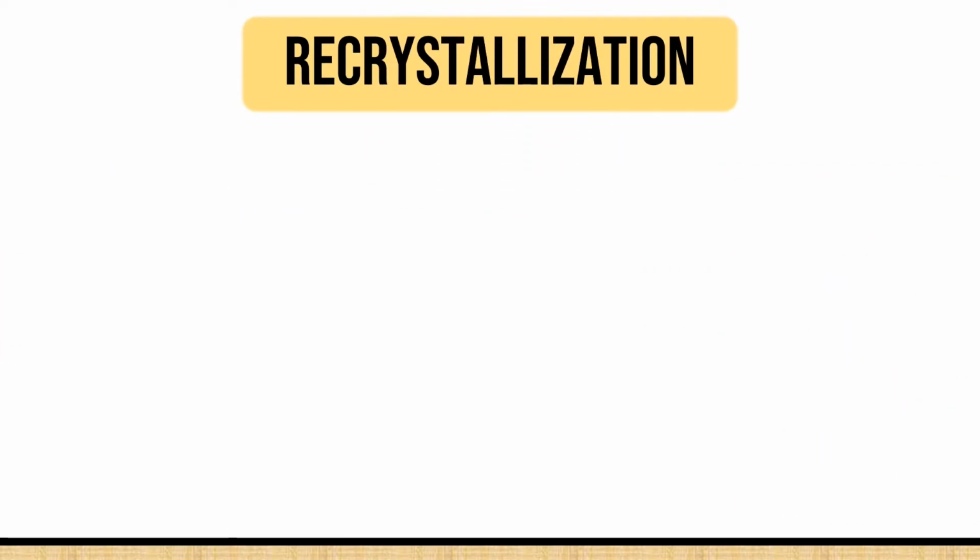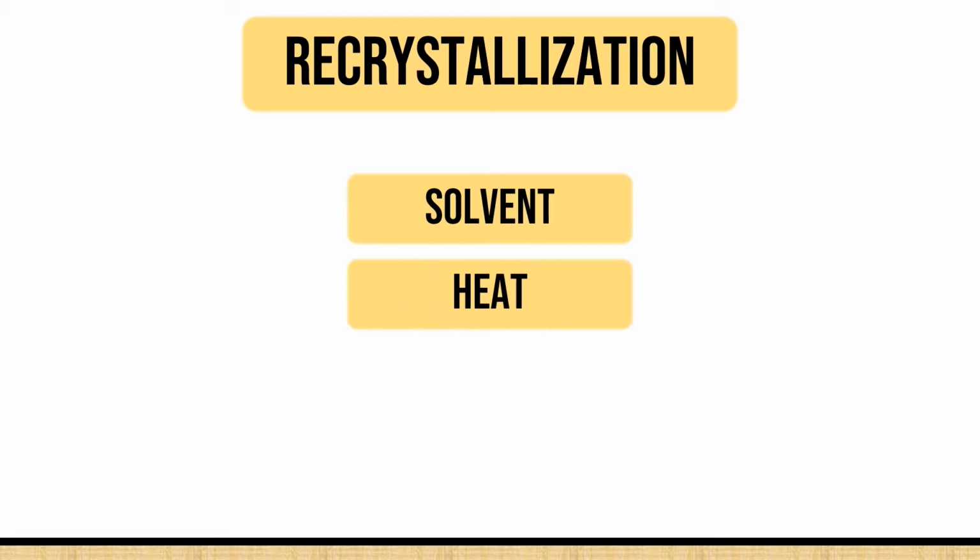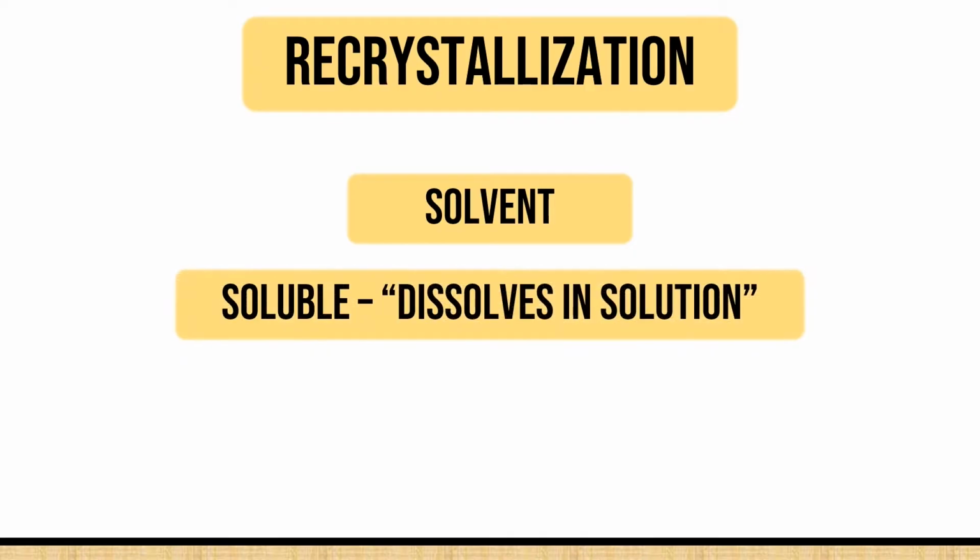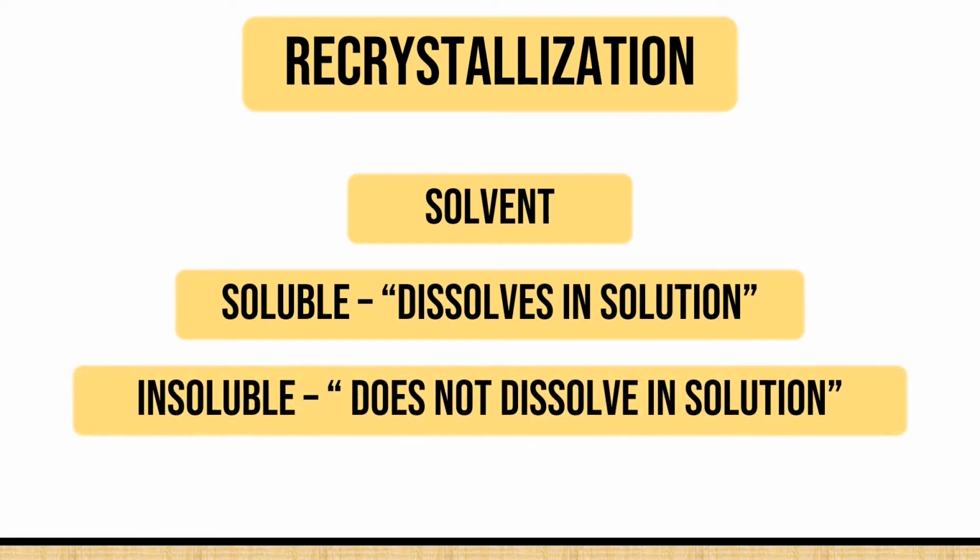For our recrystallization, there are three main factors to the technique: the solvent, heat, and time. Let's discuss. First, choosing a solvent is important because we can separate insoluble impurities from soluble components. Soluble means dissolve in solution, and insoluble means does not dissolve in solution.